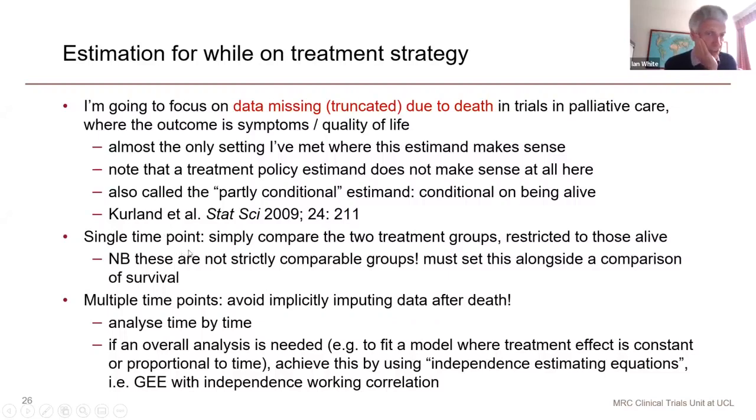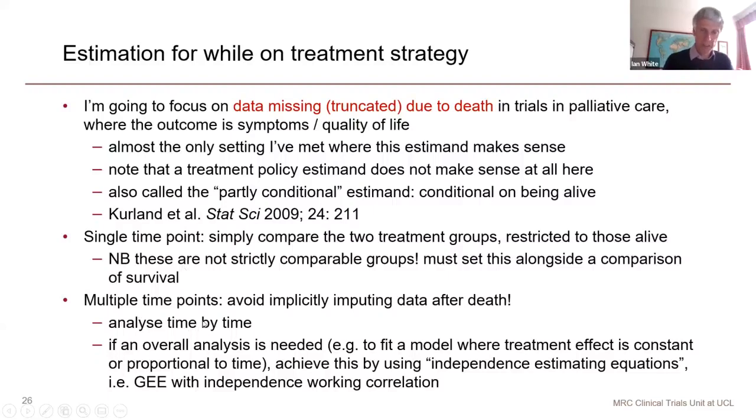I think the analysis is very straightforward if we're interested in a single time point: we simply compare the two treatment groups restricted to those alive. And we have to recognize these are not strictly comparable groups. It may be a sensible thing to do, but the nightmare concern in this setting is that we might have a treatment that shortens the life of the people who have the worst quality of life. And that would cause this comparison to show a benefit to treatment because of comparing not strictly comparable groups. At the very least, we need to set this analysis alongside a comparison of survival.